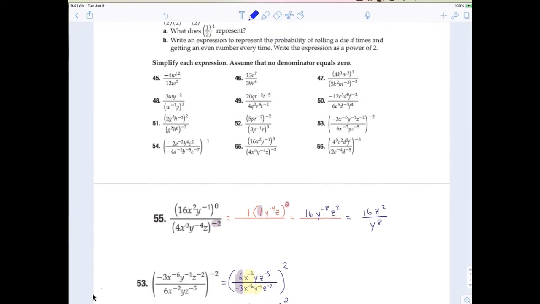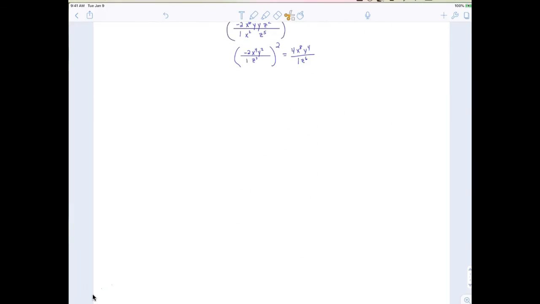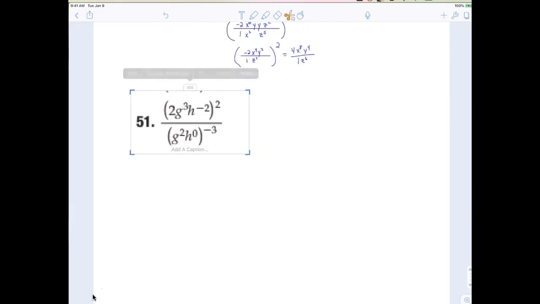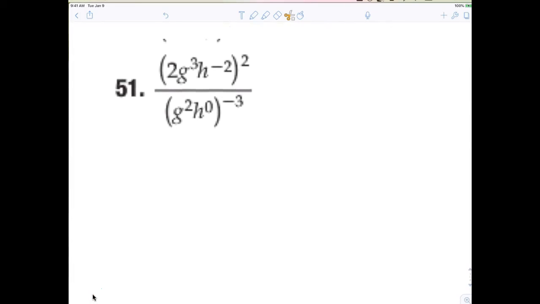Come on. 53, let's pull 51. All right, here we go, 51. Now, the first thing I want to do is get in the habit of anything to the 0 power, we can just do what? We can make it a 1, or we can just cross it out, right? Because h to the 0 is 1, and 1 times anything is still whatever that thing is. Do I agree with that? All right, so get in the habit of doing that.